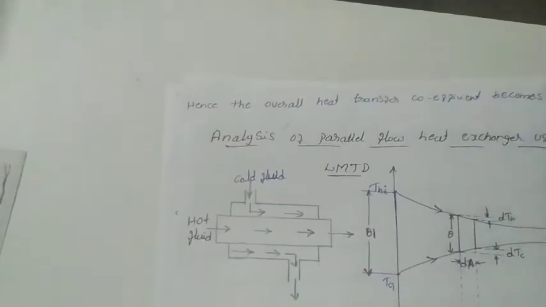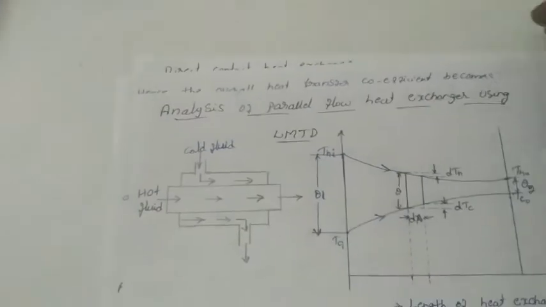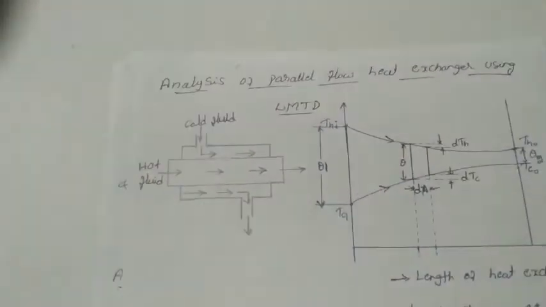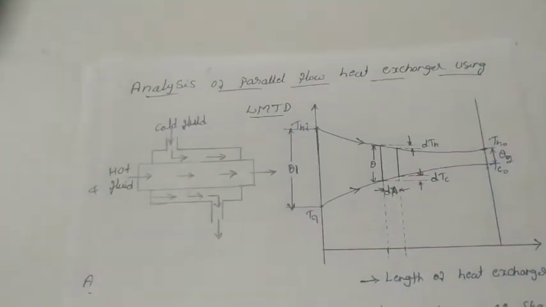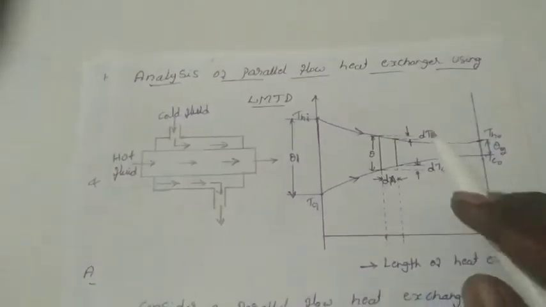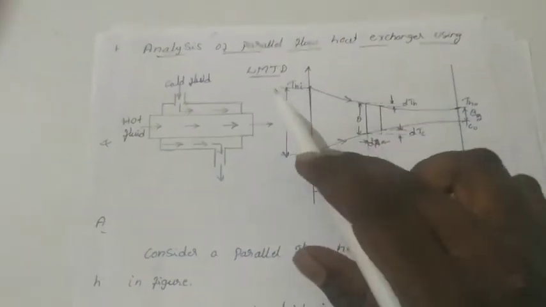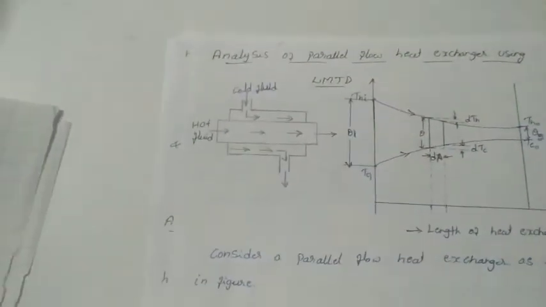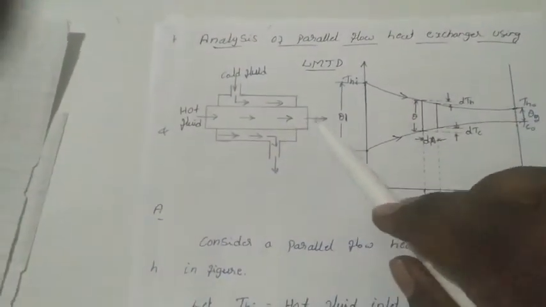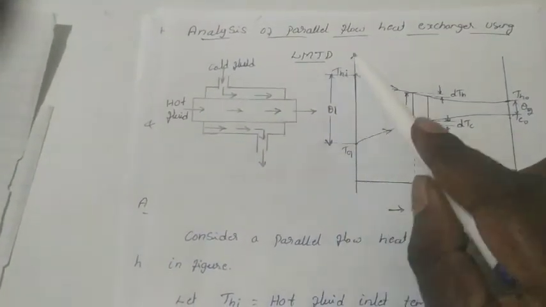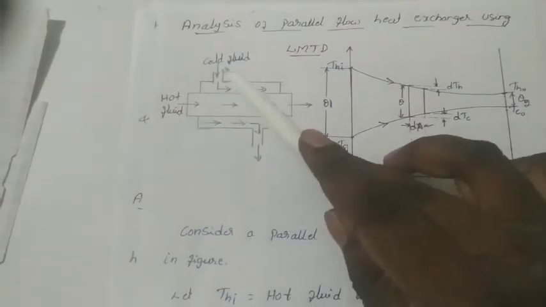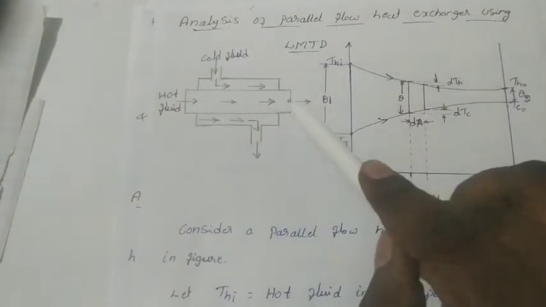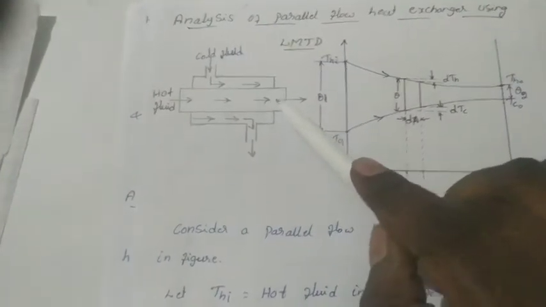We already discussed the types of heat exchanger. Within that, the very important ones are the parallel and counterflow heat exchangers. Within that, we have to analyze the parallel flow heat exchanger using the LMTD method. Now this is the schematic diagram of the parallel flow. That means for parallel flow, both the hot fluid as well as the cold fluid flow in the same direction.